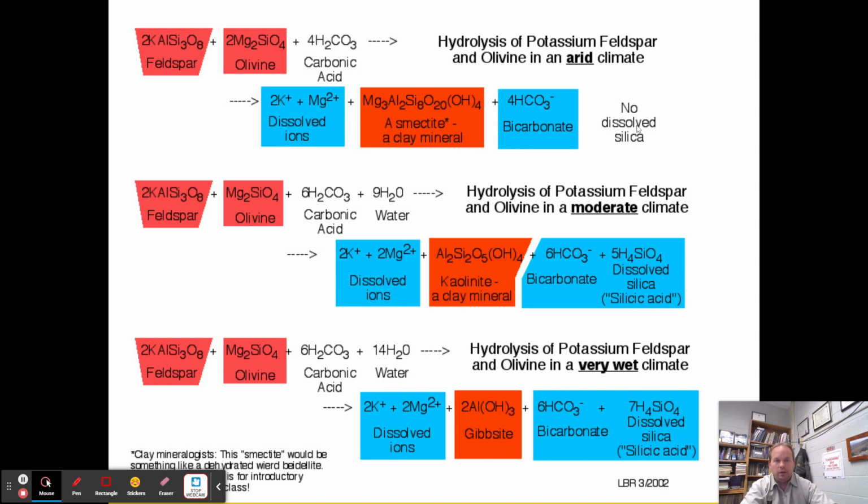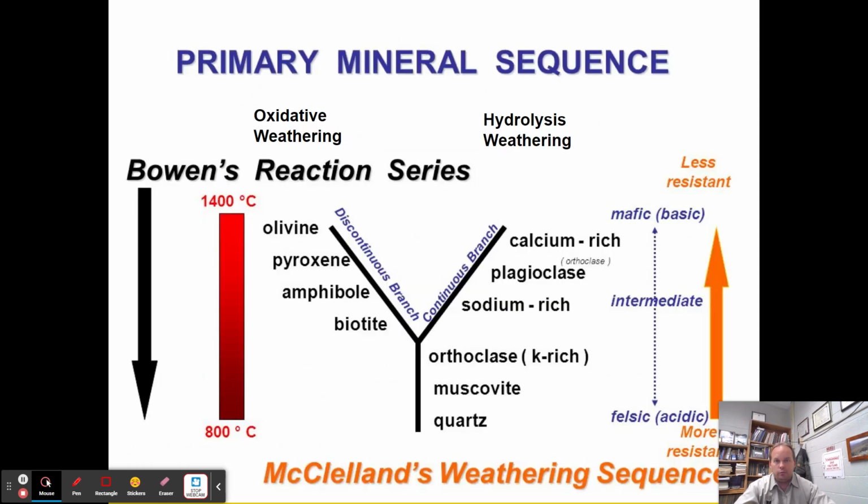No dissolved silica up here. And so dissolved silica concentrations can tell you something about the climate. That's worth noting. We can actually test for dissolved silica in the lab with spectrophotometry. But you'll end up with smectite, kaolinite, or gibbsite, or a variety of other clay minerals through these processes as you break these things down.